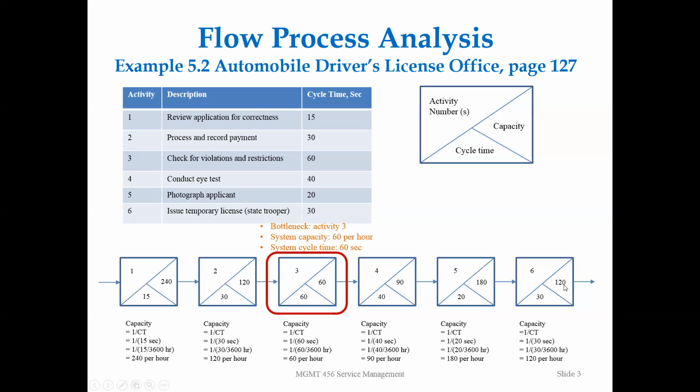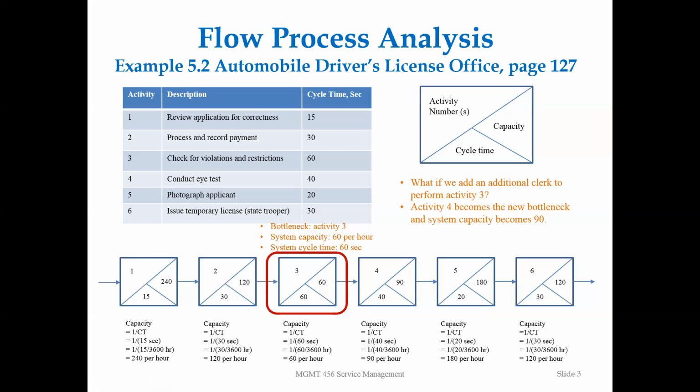It becomes 90. I have 120, 180. If we double this one and make it 120, this one will become the smallest one, so this will become the new bottleneck. So by adding one more person to handle activity 3, we don't really double the capacity for the whole process. Instead, activity 4 becomes a new bottleneck, and the new capacity for the entire process will become 90 instead of 120. So that is the first example.